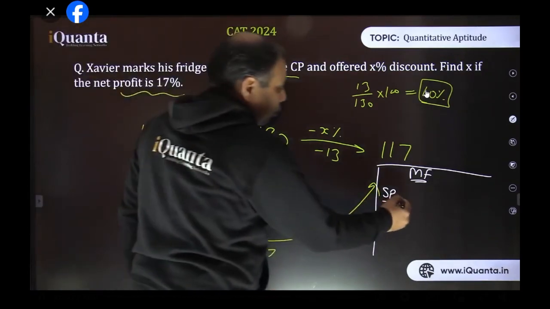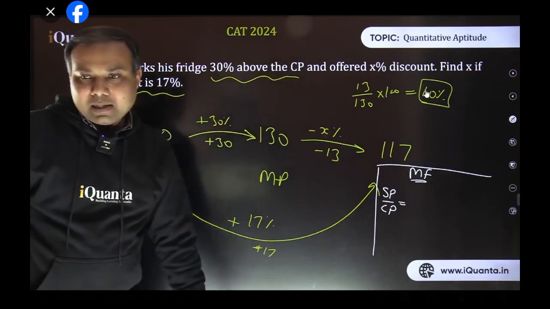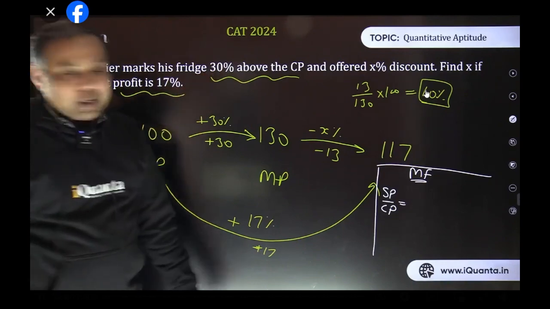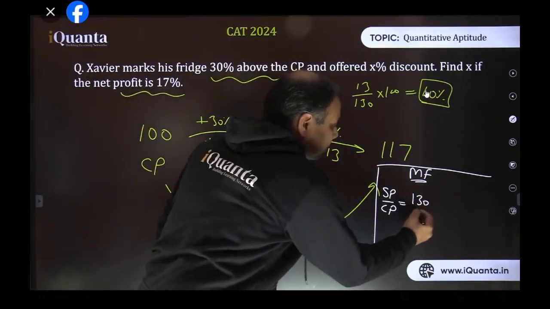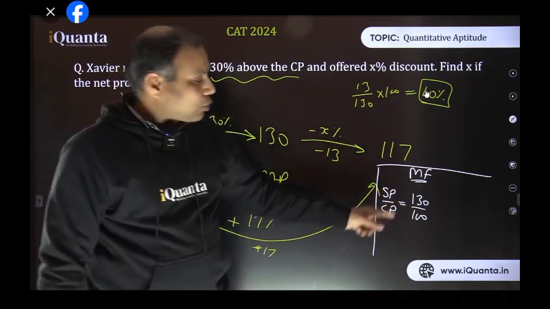So net, we want it to be a profit of 17%. That ratio will be 117 by 100. I'm writing in terms of fractions here, ratios only. So Xavier marks his fridge 30% above the CP. So first he is increasing by 30%. 100 का 130 बना दिया, right? If he had not been giving any discount, it should be 130 only, right?